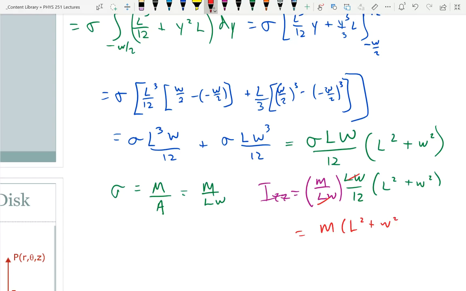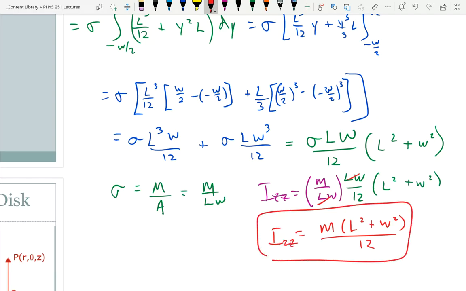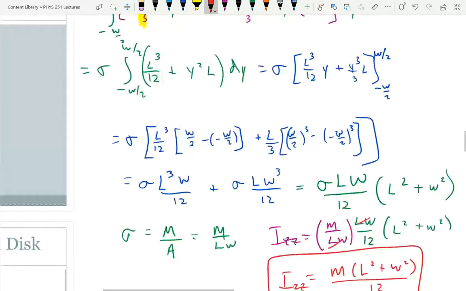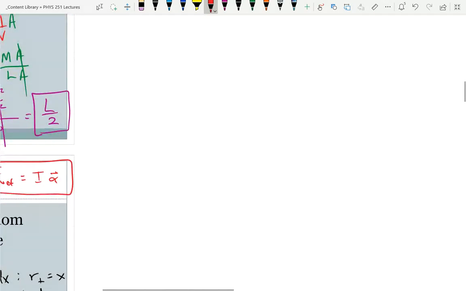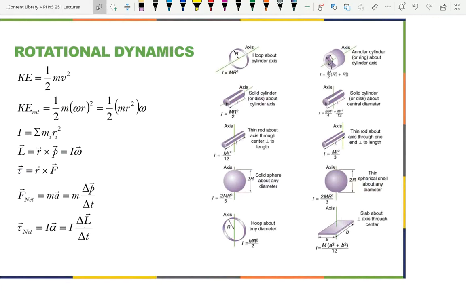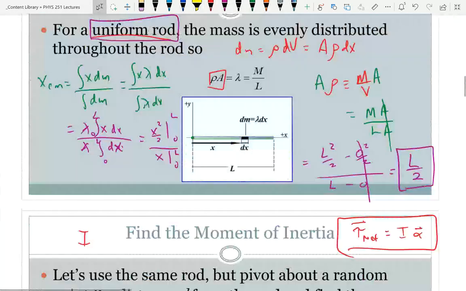Width, not weight. So there's the end result. You see, we were very close. It took a minute and we didn't have that minute. Now if we go back and check our table, we have a slab about the perpendicular axis through the center, mass times a squared plus b squared, length squared plus width squared over 12. Yay, we did it right.